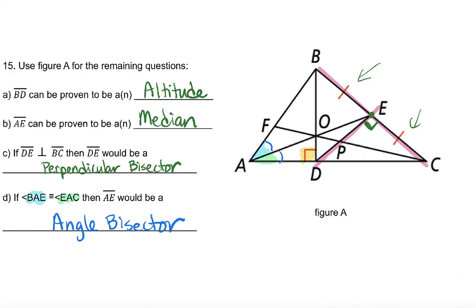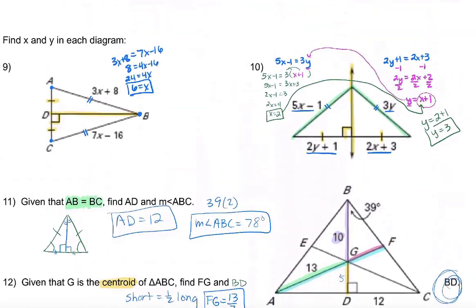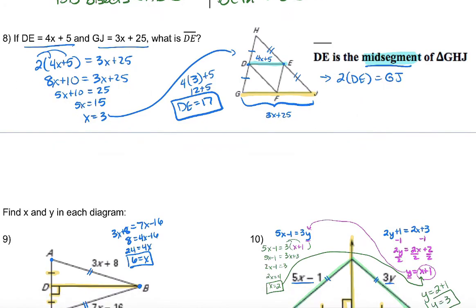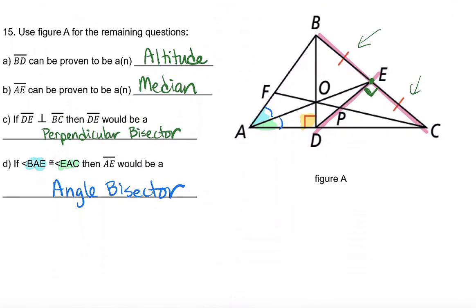The other special segment that we learned recently was mid-segment, and I'll just scroll up to that for a second. Just to recap, here's the mid-segment. It connects 2 midpoints of 2 sides of the triangle, and it's parallel to the third side and half of the third side's length. So that was the mid-segment. So that takes care of the review.